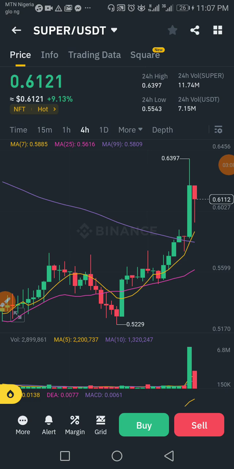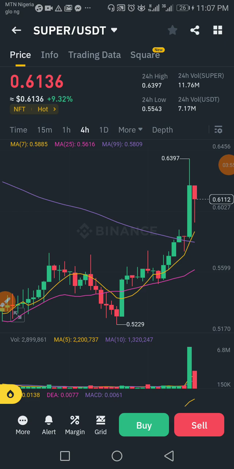In the last 24 hours it dropped to 0.5543. So what we'll do now is place our buy limit anywhere close to 0.5543. Let's say we are going to buy at 0.5550. I did not place it exactly at 0.5543 or below because I want to make sure the trade buys whenever it goes down. Then we'll wait for the coin to appreciate and sell even before it reaches 0.6397, which is yesterday's price.